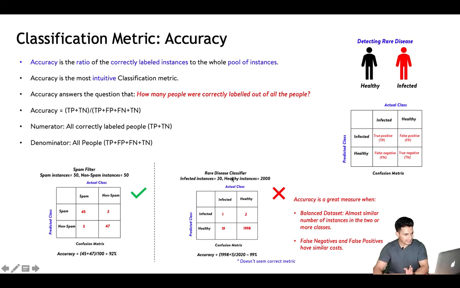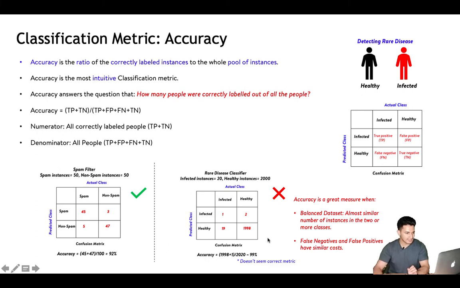While in the rare disease case, let's say we have 20 instances of infected people and 2000 instances of healthy people, because it's a rare disease, so infected people are fewer. Here the model is not doing a very good job. It is only able to detect 1 out of 20 who are infected and detected as infected, but 19 people go as healthy, that is the prediction is wrong, so the false negative is 19. And if we have to calculate the accuracy, it will be 1 plus 1998, that is true positive plus true negative, divided by all the values. So accuracy comes to be close to 99%.